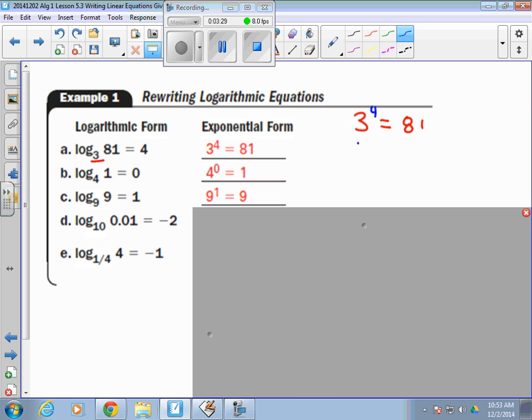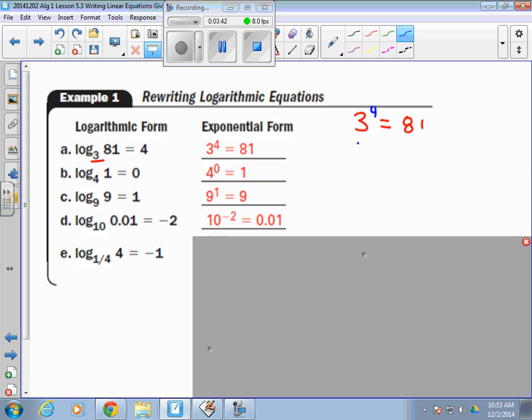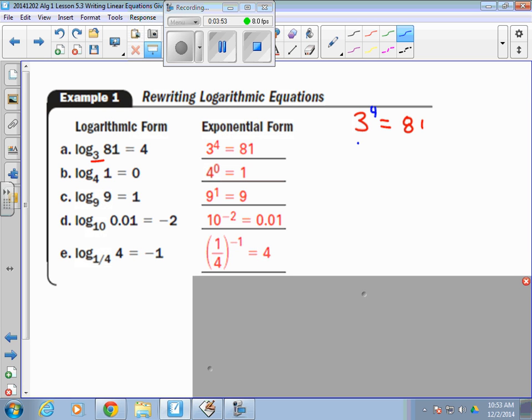Log base 10 of 0.01 equals negative 2. This was just like number 4 on the bell work, except instead of moving it 3 times, we only move it twice for this one. But you raise it to the negative second power because you move it twice. And then log base 1/4 of 4 is negative 1. 1/4, and this was like number 5 on the bell work, to the negative 1. That's the reciprocal. One of them goes up, one of them goes down, and it becomes 4 over 1.